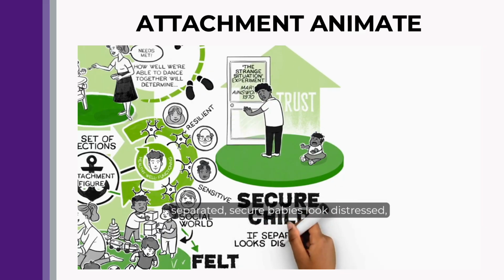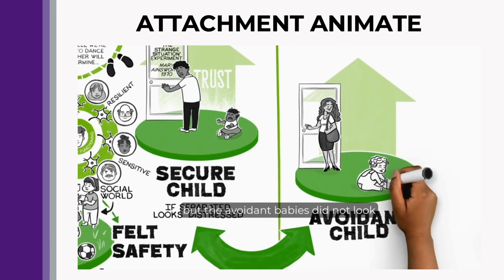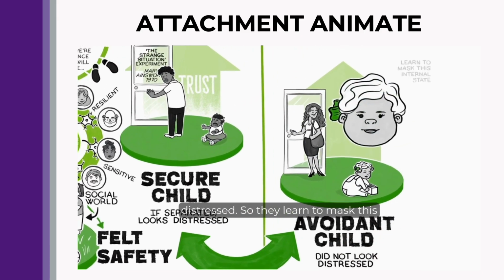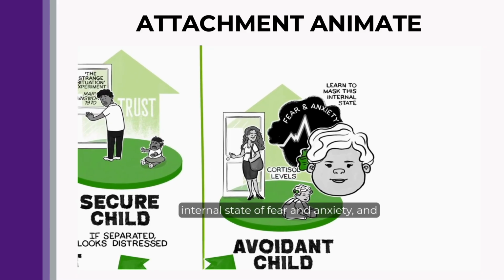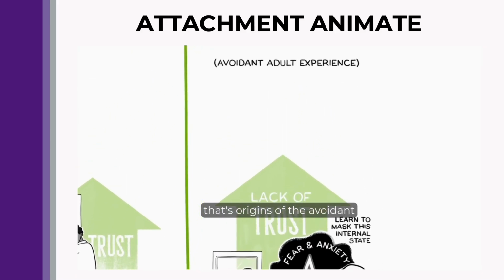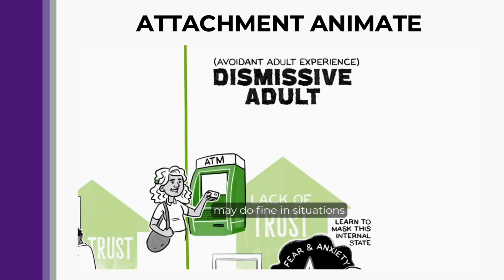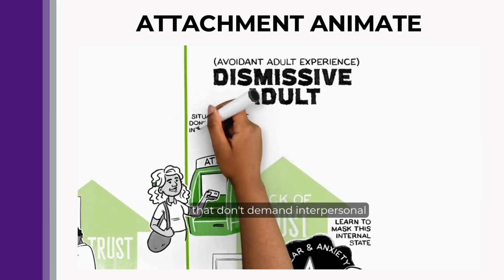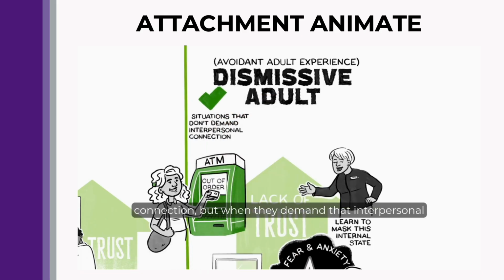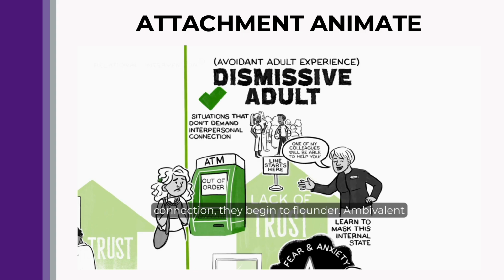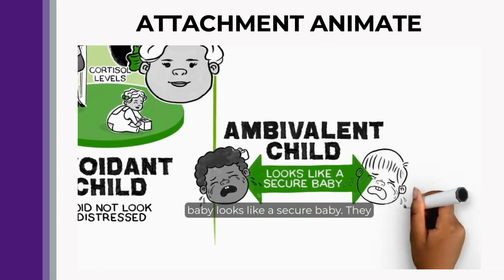If they're separated, secure babies look distressed, but the avoidant babies did not look distressed. So they learn to mask this internal state of fear and anxiety, and that's the origins of the avoidant adult's experience. A person may do fine in situations that don't demand interpersonal connection, but when they demand that interpersonal connection, they begin to flounder.